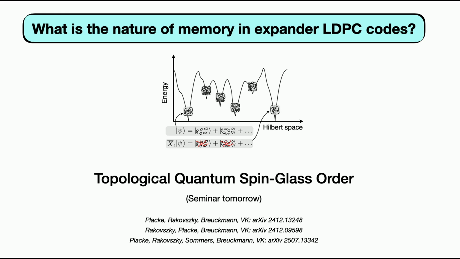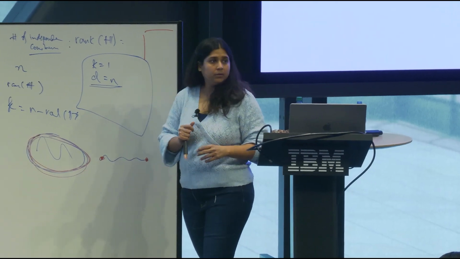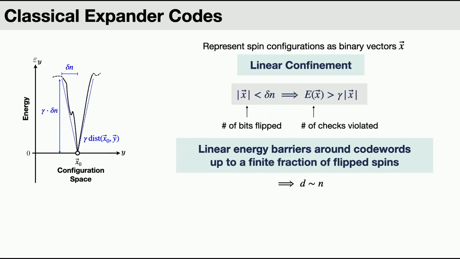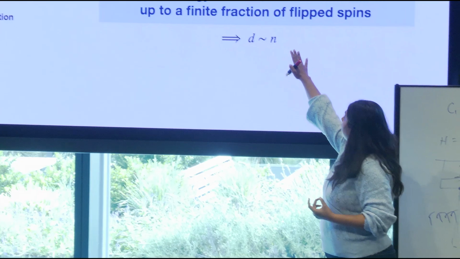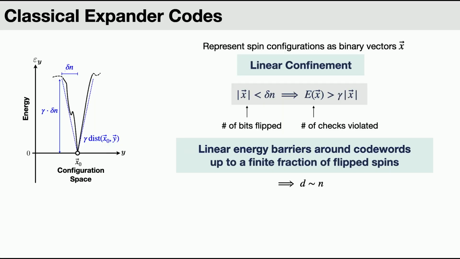Okay, so let's now move on and start talking a bit about classical expander codes. I'm going to go back again to classical models, okay? And what is an expander code? An expander code has the following defining property: suppose you start in a code word, and the all zero state is always a code word. Remember back to the parity check matrix. And now you start flipping some number of spins. An expander code has the property that as long as the number of bits flipped is less than some finite fraction of all the bits possible.